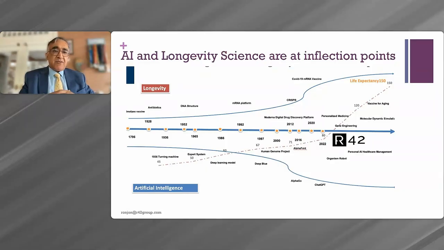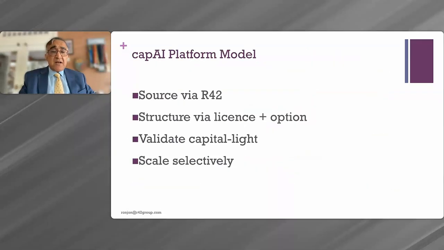At the same time, longevity science, you know where the puck's going to be, is also increasing in activity. We're understanding how diseases work. We're understanding how aging happens, and our prediction is that in the next 2 or 3 years, going to where the puck is, longevity, like AI, will be there. And when these two forces combine, new kinds of companies are now possible. So this brings us to how capAI operates. We have a platform model, and we source innovation through R42 group. We structure every deal with R42 through a license and an option to buy.